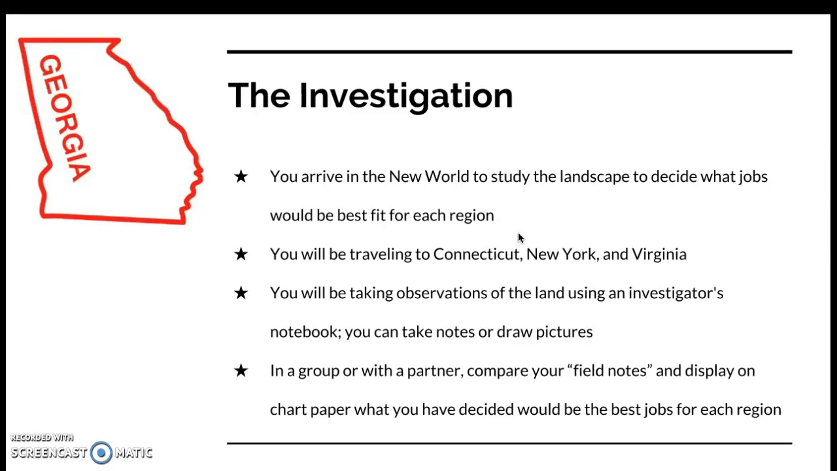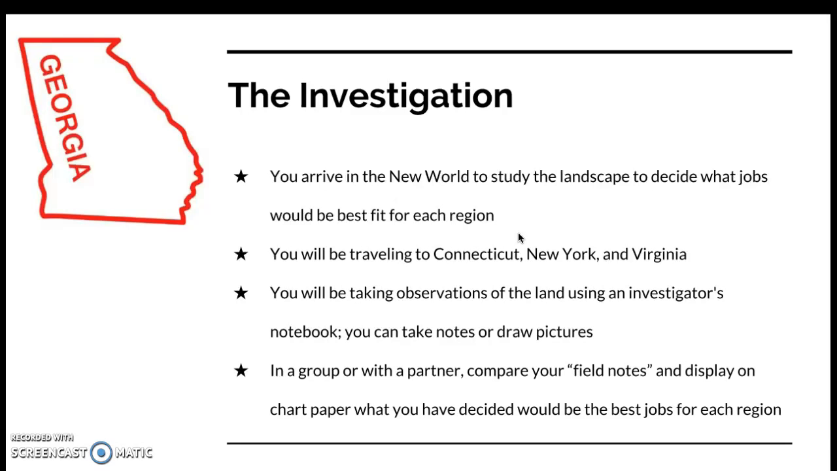So when they travel to the stations, for instance Connecticut, they're going to find things like lumber, fishing poles, boats, maybe a Bible or some kind of religious relic. They're going to be either in the form of pictures or tactile items. They're going to take observations using their investigator notebook. They can draw pictures or take notes.